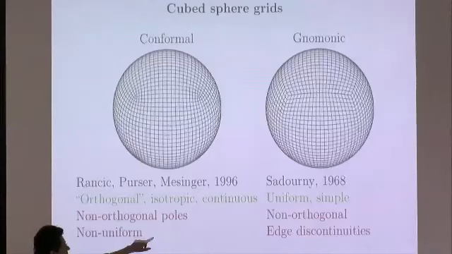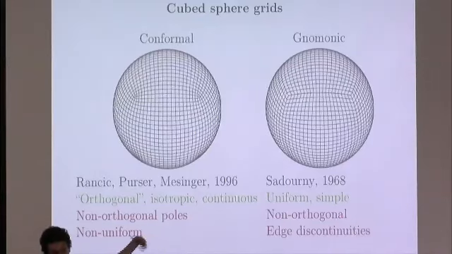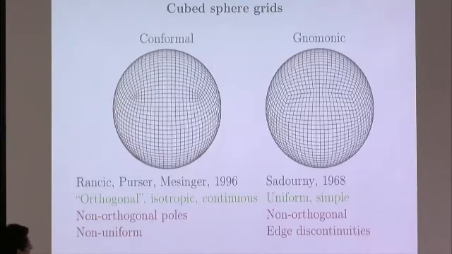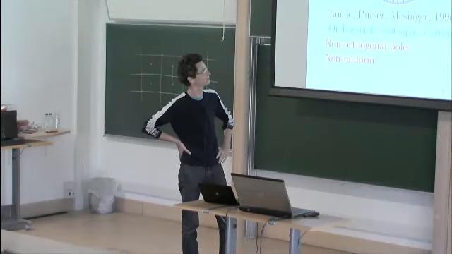The gnomonic grid is nice because it's uniform in resolution. It's also simple, so the formulas for computing the metrics are quite simple. The formulas for computing the metrics of the conformal grids are not that difficult, just a Taylor series expansion, so it's slightly more complicated, not very complicated. The conformal grid has a problem with non-orthogonal poles, and that has an effect on the Laplacian, which is what I'm going to talk about.